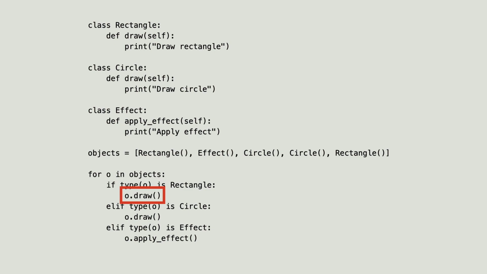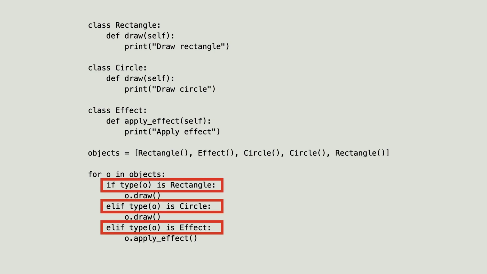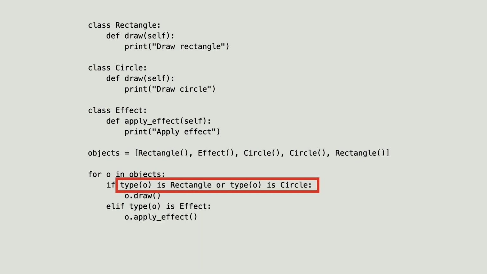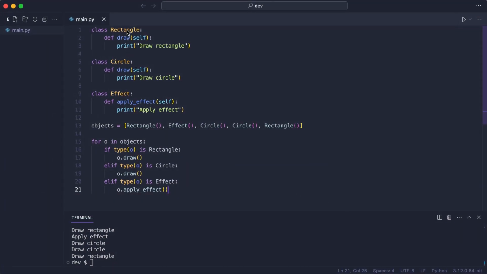So if you want to compare the type of an object with the class that was used to create the object, this is perfectly fine code. But the code has a problem. In case of a rectangle or circle, I call draw. That is duplicate code. I could check if O is of type rectangle or circle, but if new shapes are added to the system, it is easy to forget them in this statement. I need a better solution.